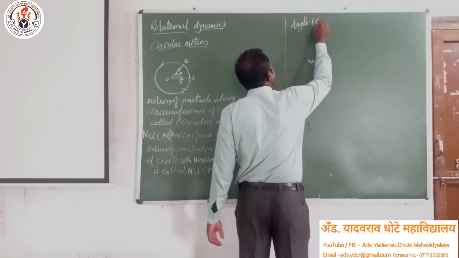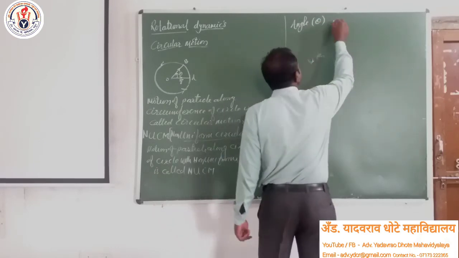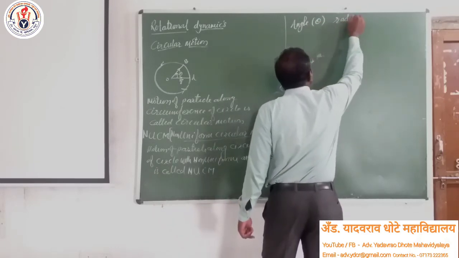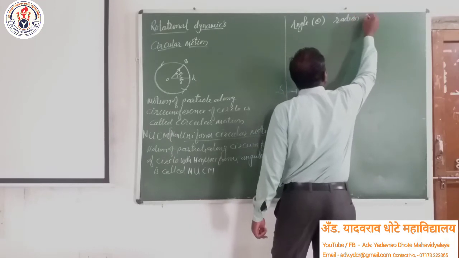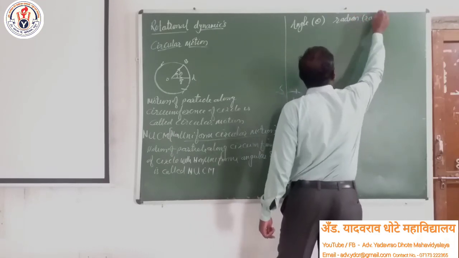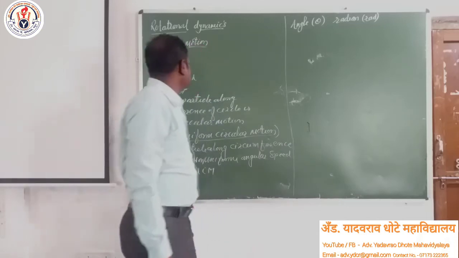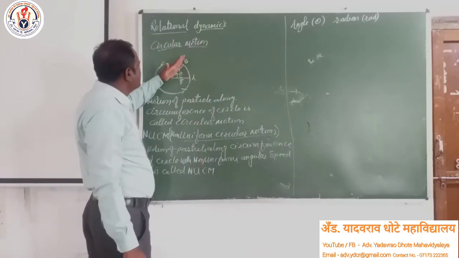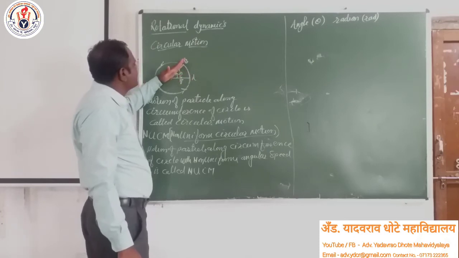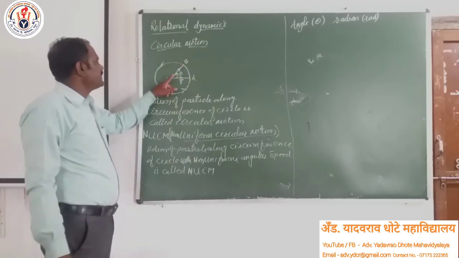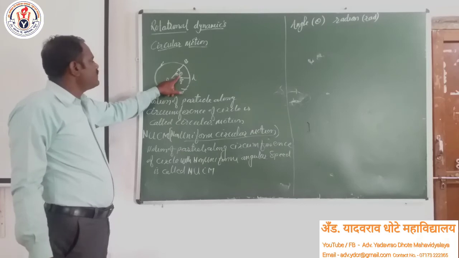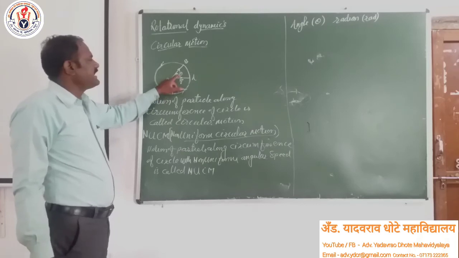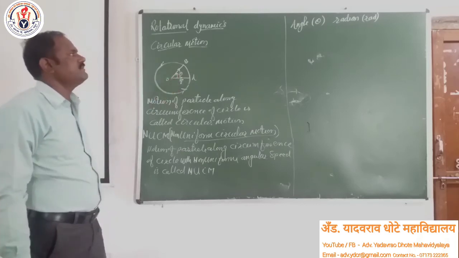अब ये एंगल है, इसको डिनोट करेंगे हम थीटा से और इसको मेजर करेंगे हम रेडियन में और इसको शॉर्ट में लिखेंगे रैड. So therefore, when particle moves from position A to position B, at the same time radius vector also rotates, and so that angle traced at the center is measured in terms of radian.